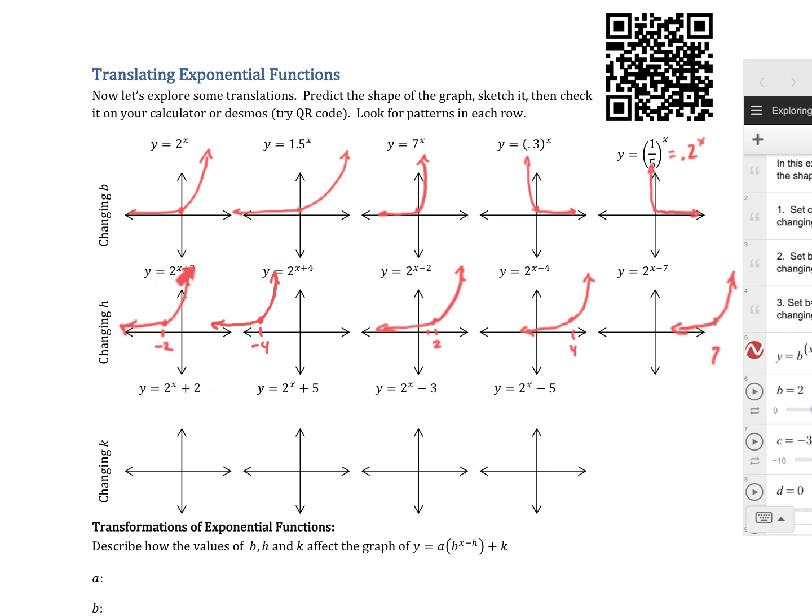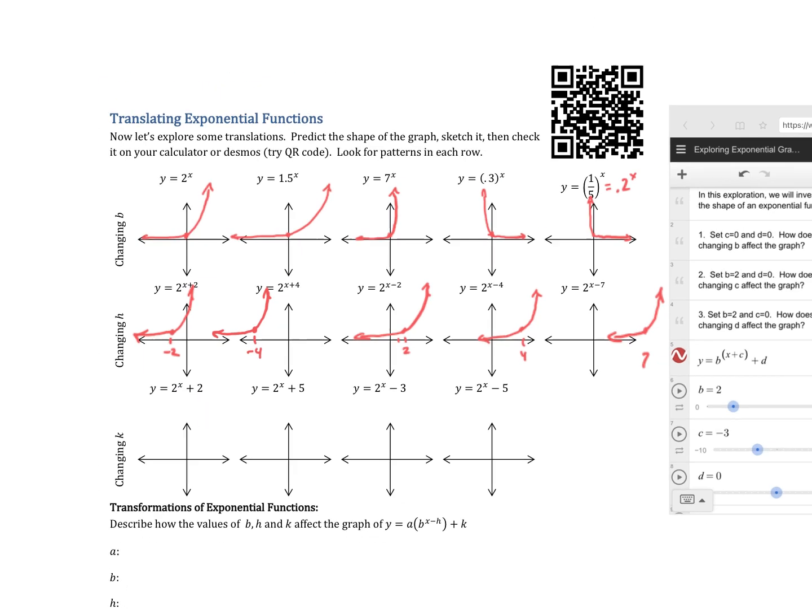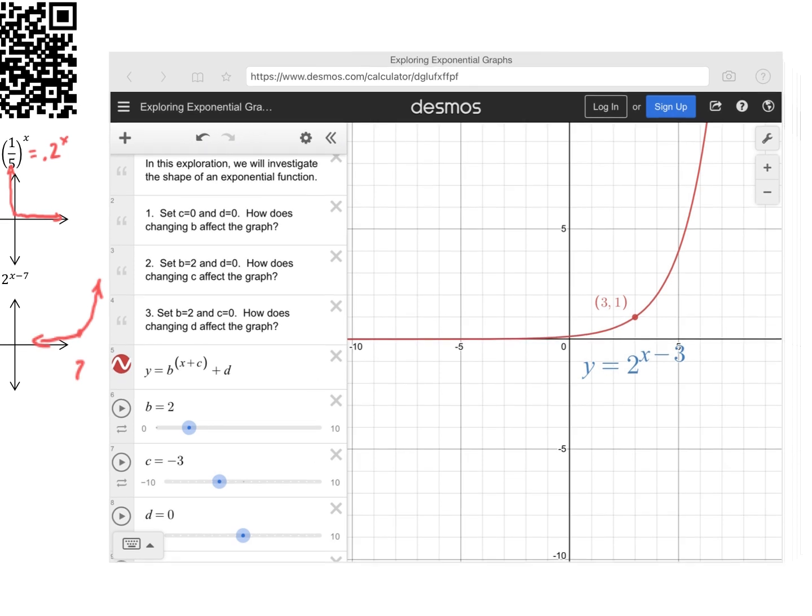Notice these are in the exponent, these are outside the exponent. So let's leave 2 to the x alone and just change this value. We'll call this the d value here. So I'm going to put the c back to 0, all right? So we don't want to add anything to the exponent. We got 2 to the x there. Now I'm just going to move this d value. Plus 1, plus 2, plus 3, plus 4.